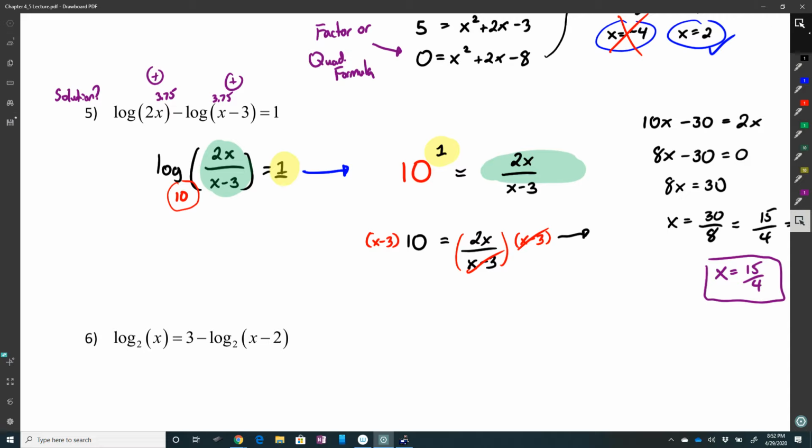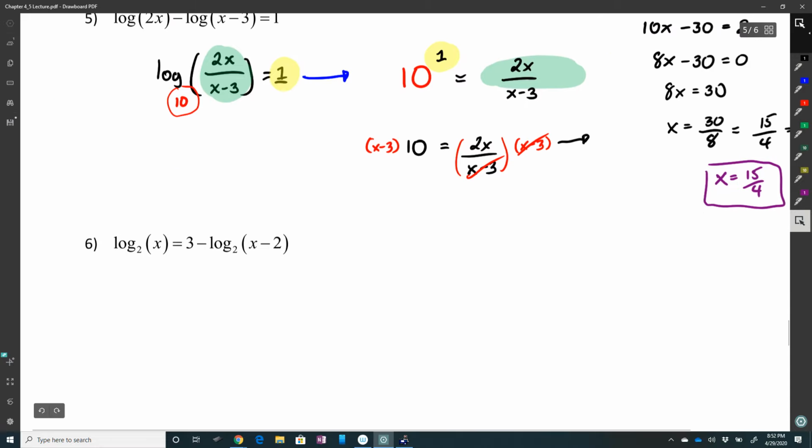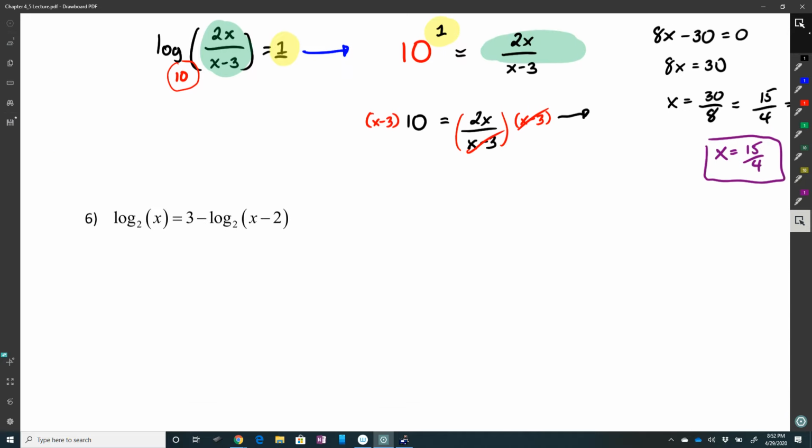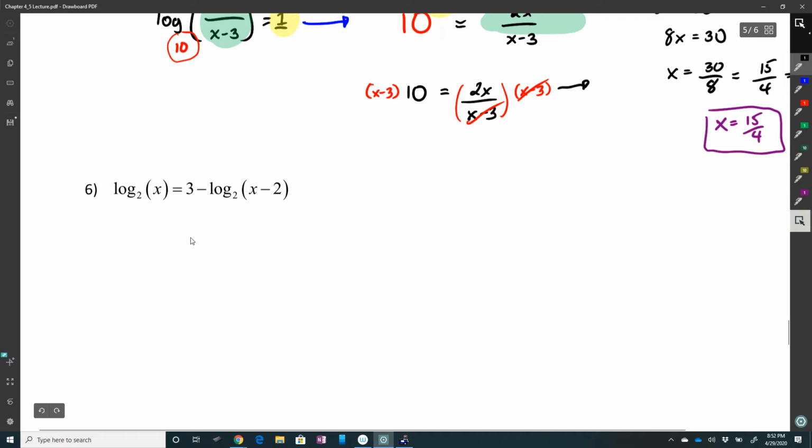All right, last one. Again, this isn't anything different than the other two. The only trick, quote, quote, trick that I did was you have to add the log to the other side first. Okay, so in order for this to work, I'm going to add the log to the other side.